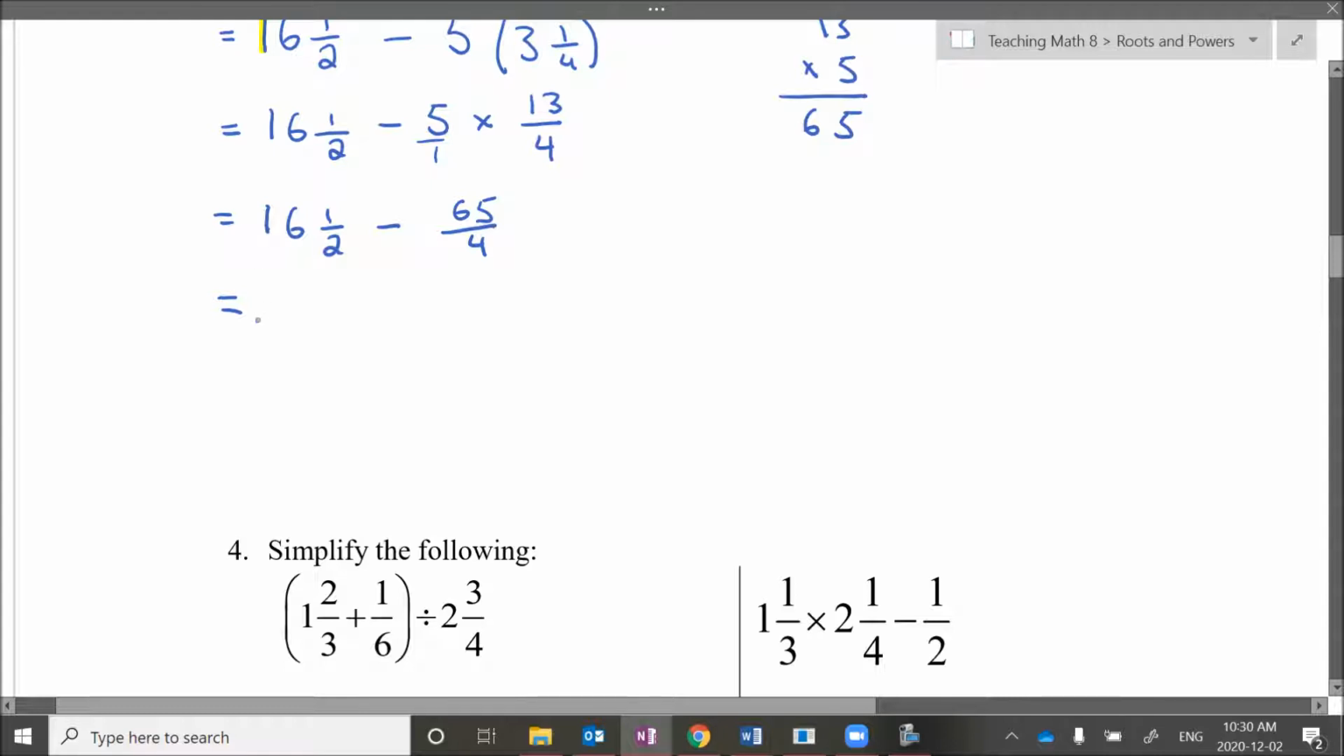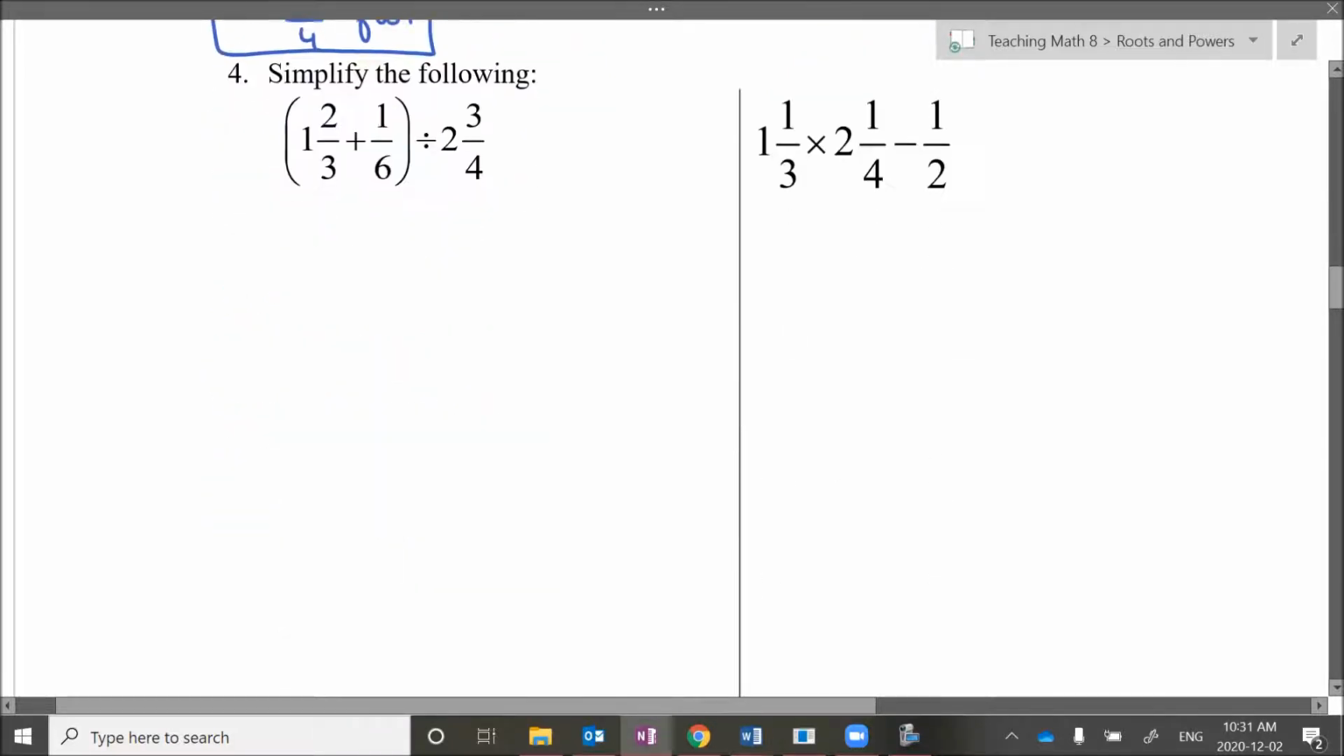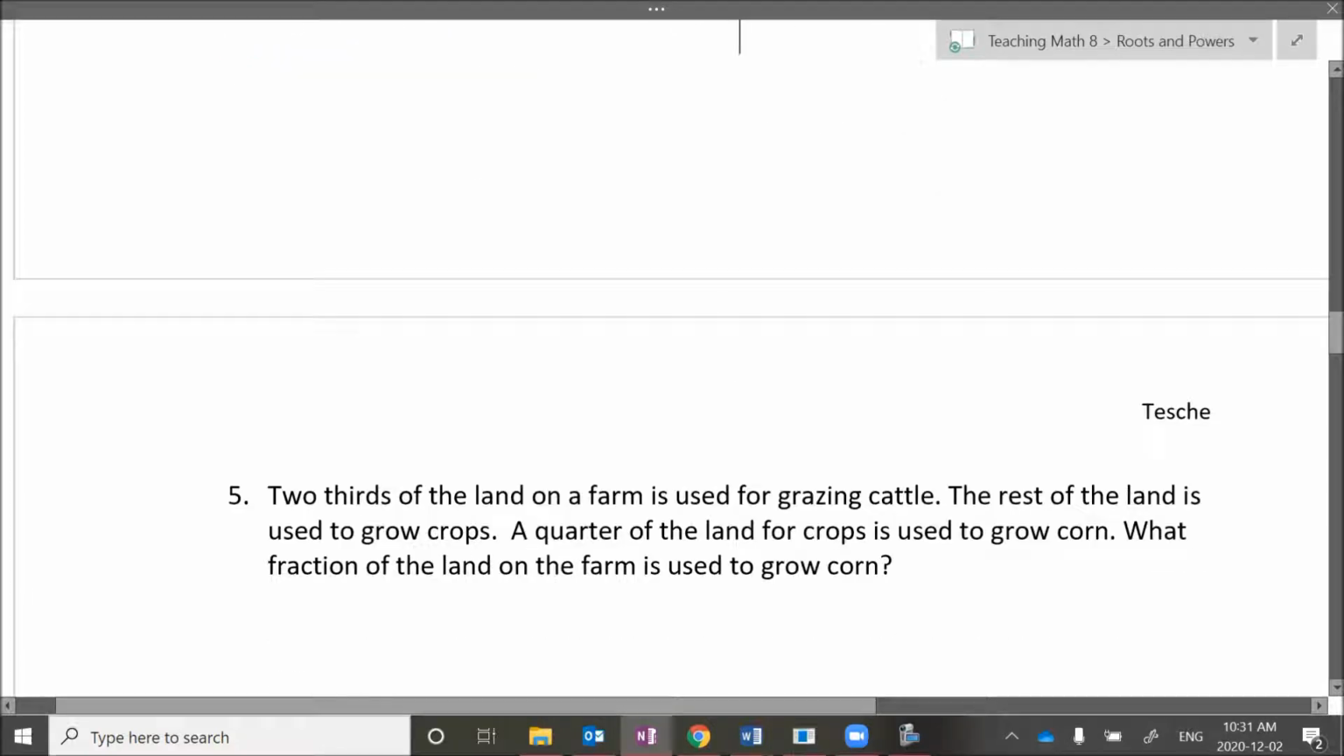So 16 times 2 is 32, plus 1 is 33. Common denominator here is 4. So I'm timesing both of them by 2, so I get 66. Leaving me with 1/4 of a foot of a piece of wood. So we barely had enough wood to finish this. This question done fairly well.